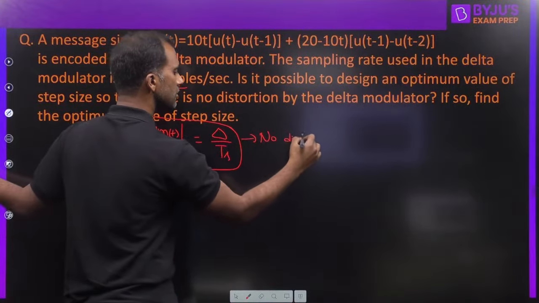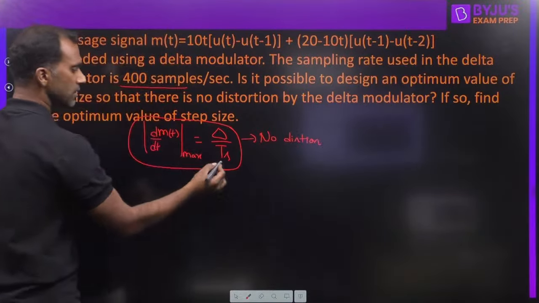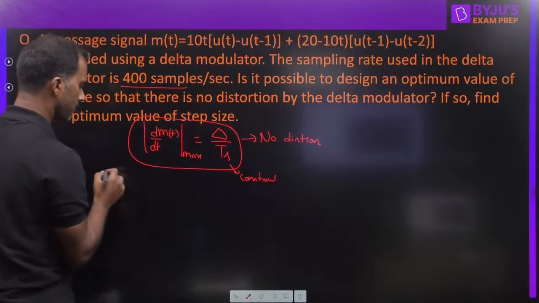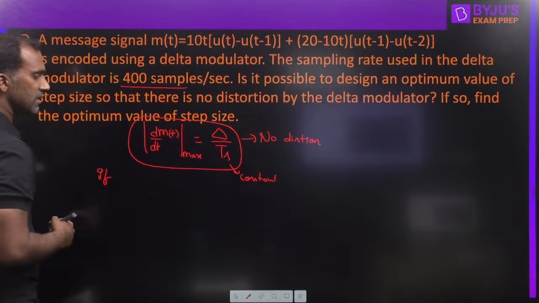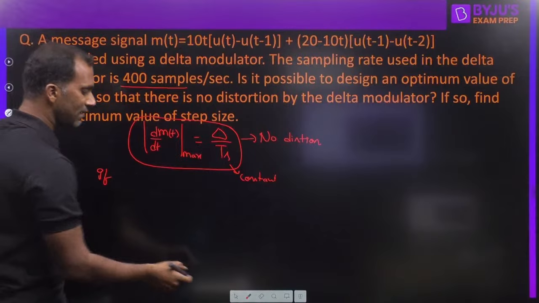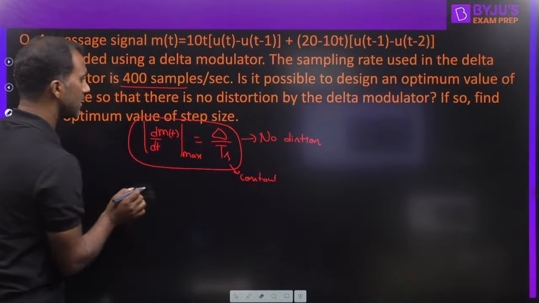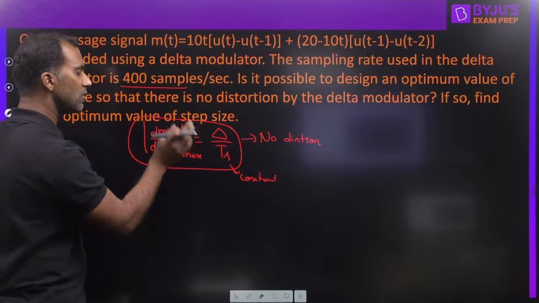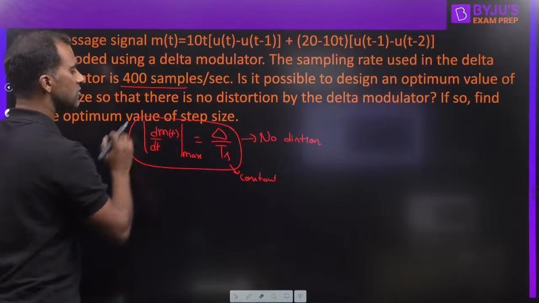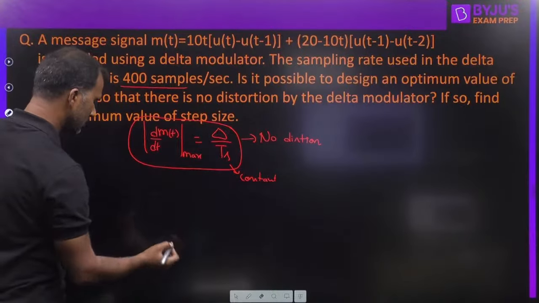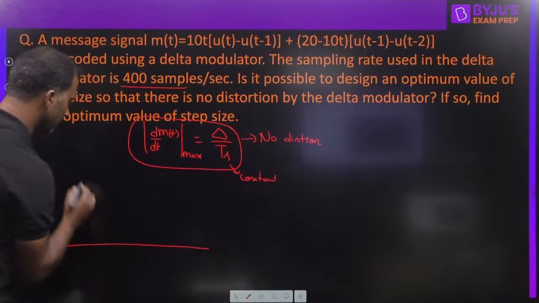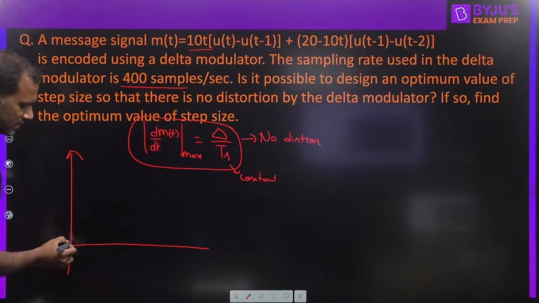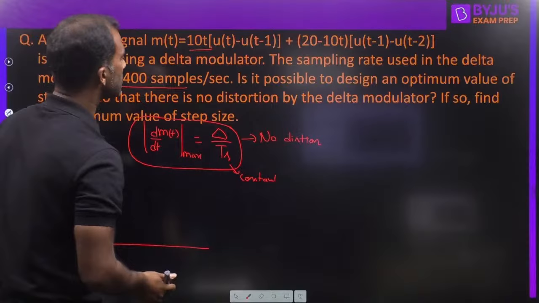So if you want no distortion, what should be happening? This is a constant. Hence, if this is also a constant, then only it is possible to design an optimum value of step size so that there is no distortion. No distortion case is possible only for signals which satisfy the condition that this is a constant. So let us see that signal. That signal is looking a little complicated, but let us plot it, then it will look easy. So 10t, it is a constant slope signal. 10t, it looks something like this. It exists from 0 to 1.